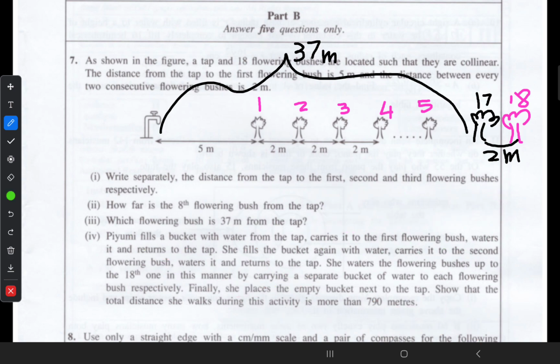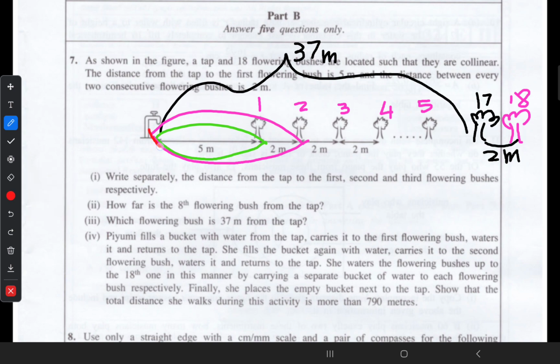Okay, next one. Piyumi fills the bucket with water from the tap, carries it to the first flowering bush, waters it and returns to the tap. Okay, she is coming and watering. Thereafter, she is returning. She fills the bucket again with water, carries it to the second flowering bush, waters it and returns to the tap. Again she is starting from here, coming and watering the second plant and going back. Thereafter, she waters the flowering bushes up to the 18th one in this manner, by carrying a separate bucket of water to each flowering bush respectively.